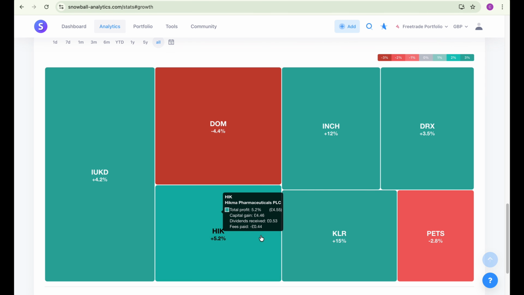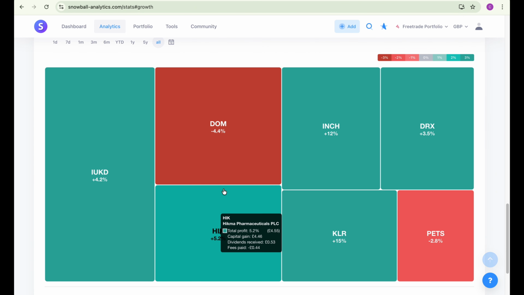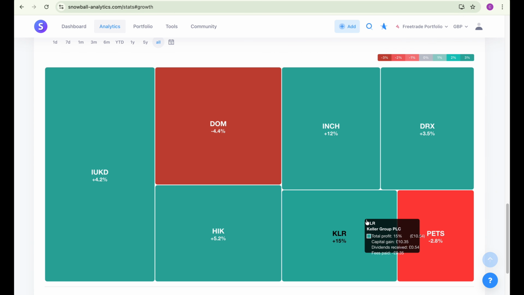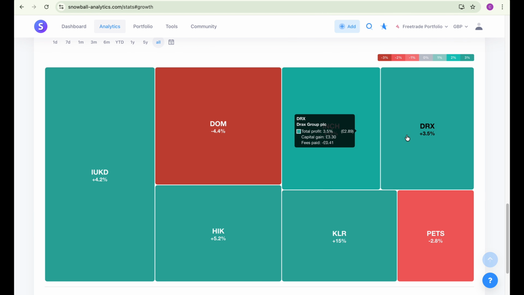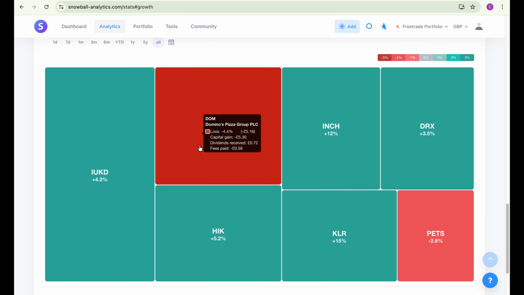And if we zoom out to the overall look, we can see that we have got 2 stocks that are in the red, which is Domino's and Pets at Home, but every single one of my other positions is currently up, and considering we only started the portfolio 3 months ago, I'm pretty happy to see this progress so far.